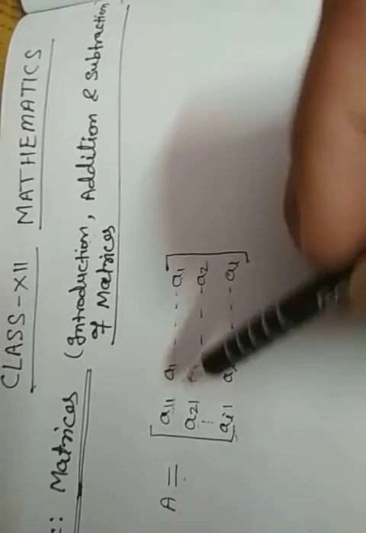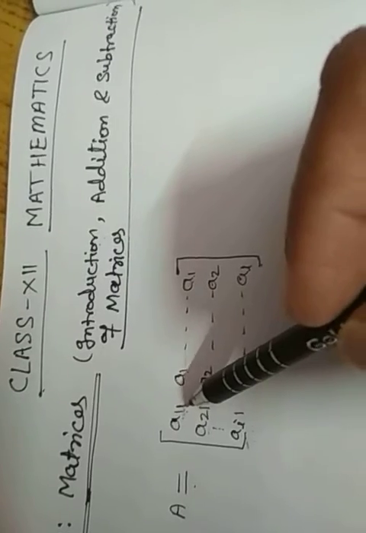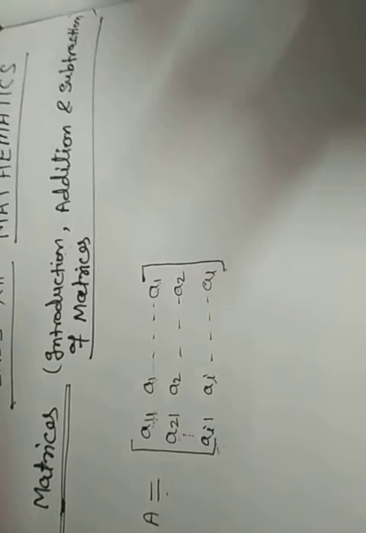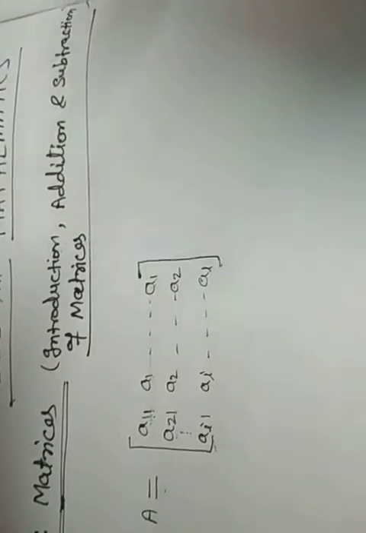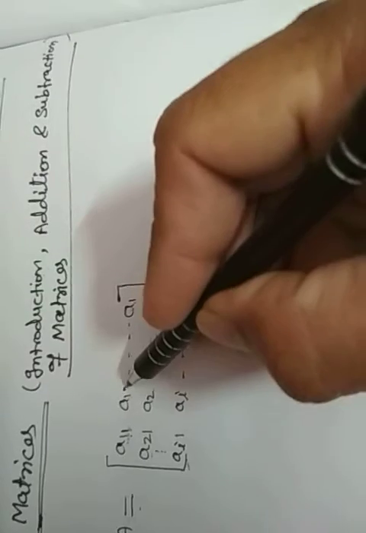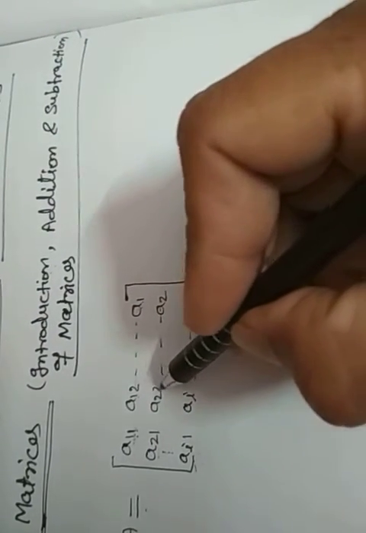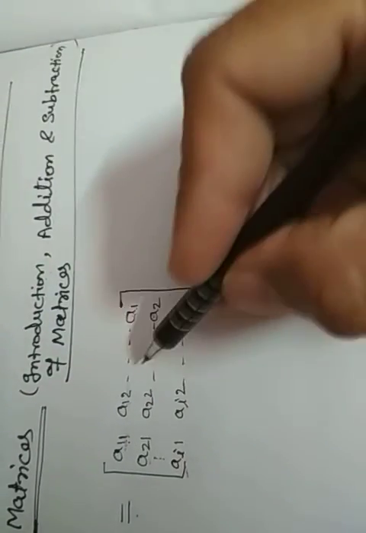So for naming any element, first of all we tell the row and then the column, or the location of the element in a matrix. When we say A21, it means the element is present at the second row and first column. This is the second column, the second vertical line. So A12 is first row, second column; A22 is second row, second column; that is ith row, second column.